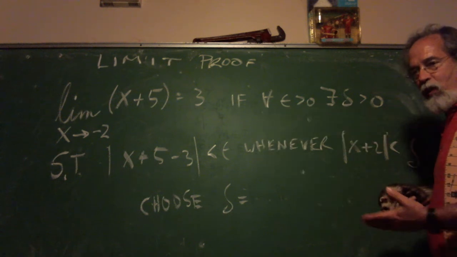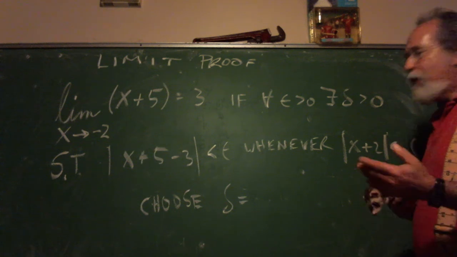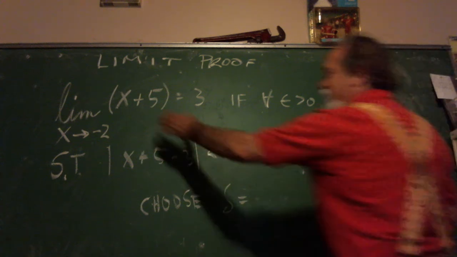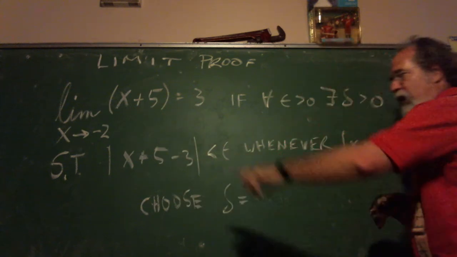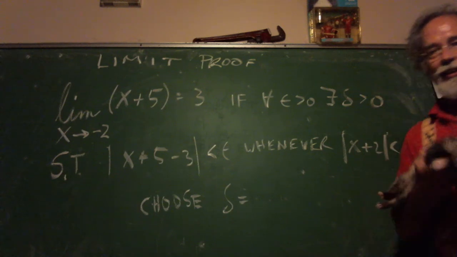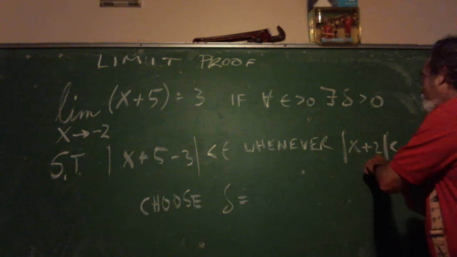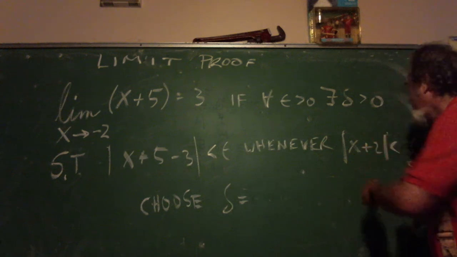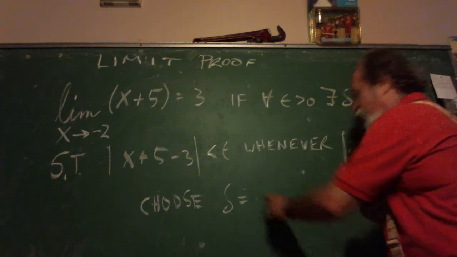If for every epsilon greater than 0, there exists delta greater than 0, such that the absolute value of x plus 5, this thing, minus 3, is less than epsilon, whatever. And now it's x minus -2. Check it out, I'm so smart. X minus -2 is x plus 2. And that has to be less than delta, period, end of sentence. Now, choose delta equals, and you're done.